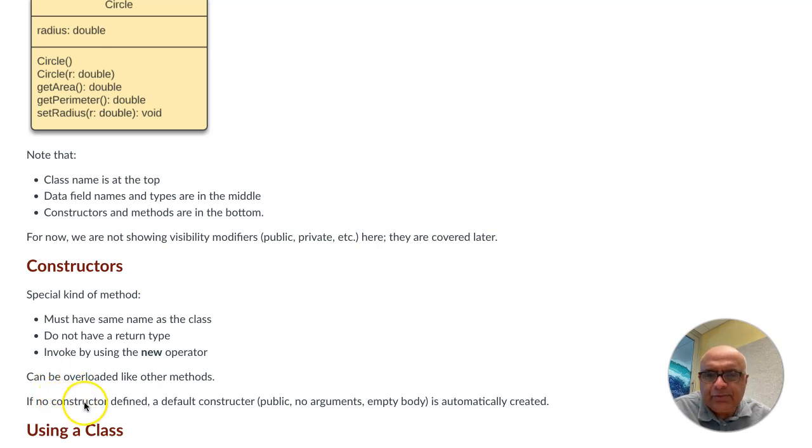The last thing I want to say before we look at the example is that if you don't write a constructor, one is transparently created. It's a default constructor, which has no arguments and no body.